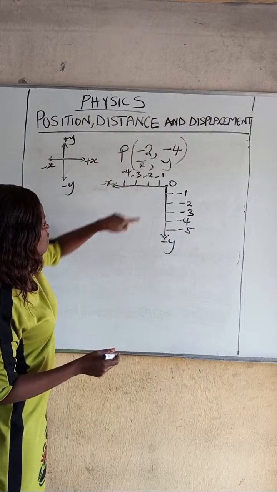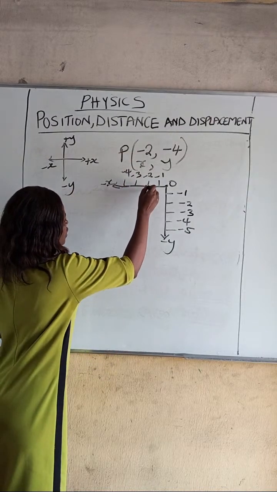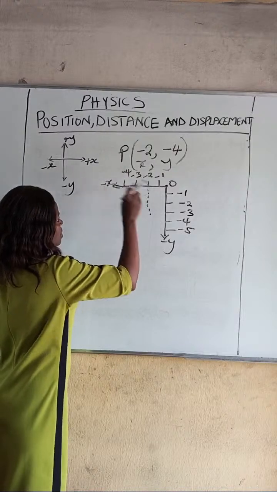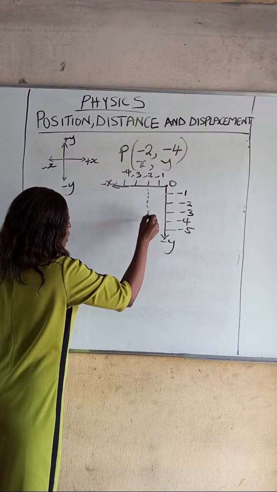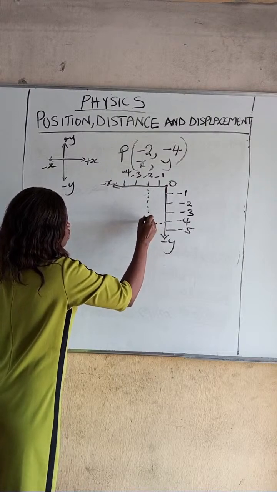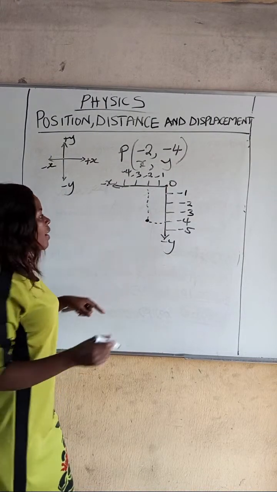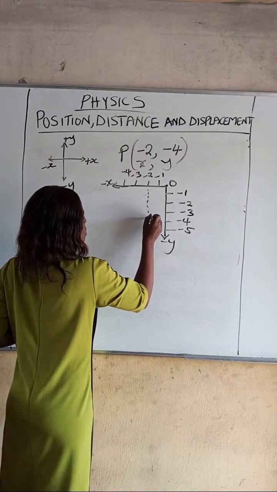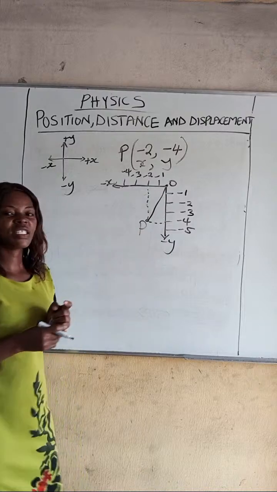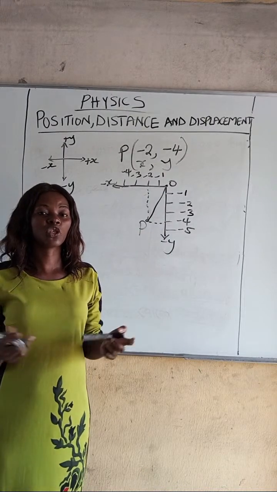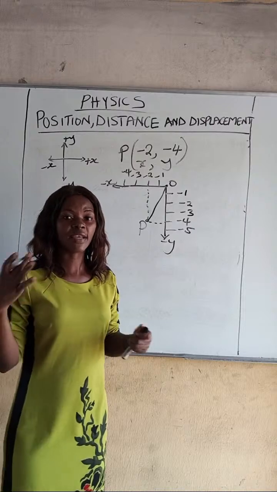Look at -2 here on the x-axis. I will follow it down. Y is -4. I will follow it down and meet this y when it is -4. The point of intersection, I will join it to the origin. Then I'll call the point P. So this is how we can locate the position of any object when they are given to us.